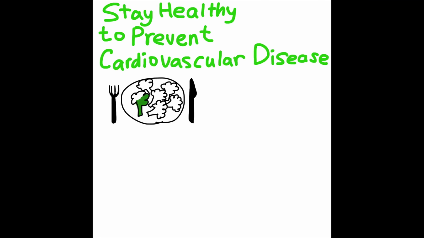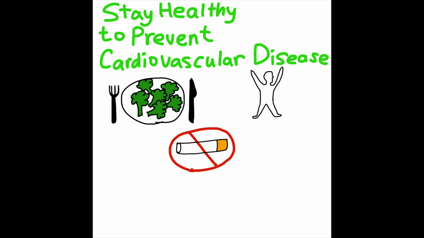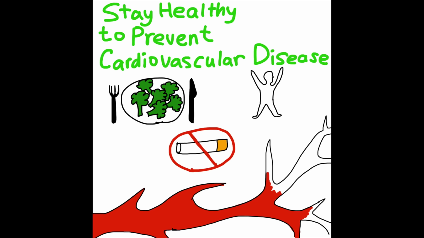As you can see, cardiovascular diseases are dangerous and deadly, but there is an easy way you can prevent most of them: staying healthy. If you eat well, exercise regularly, and don't smoke, your blood vessels will stay nice and clean with no clogging, preventing atherosclerosis, heart attack, and stroke.